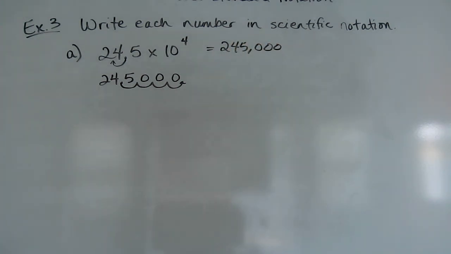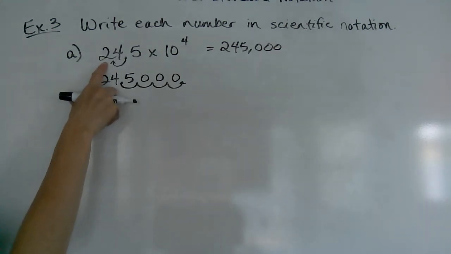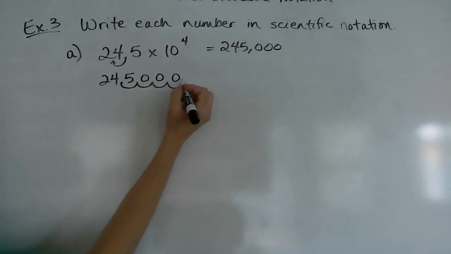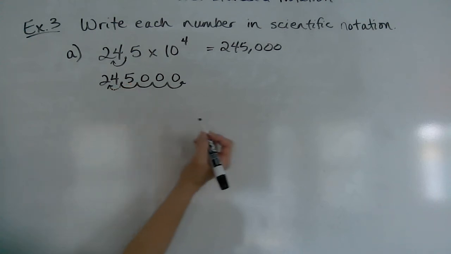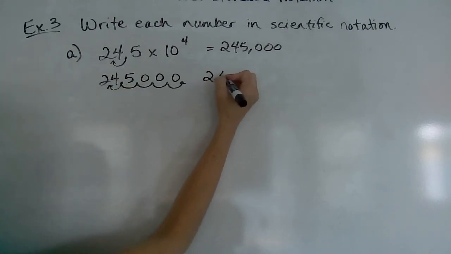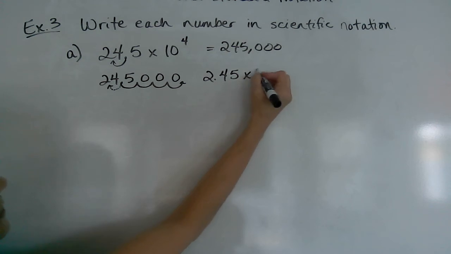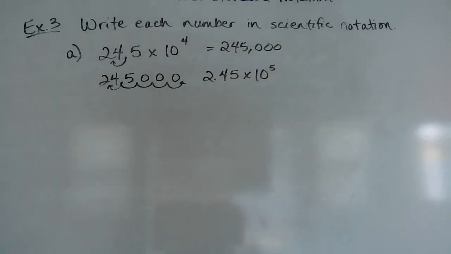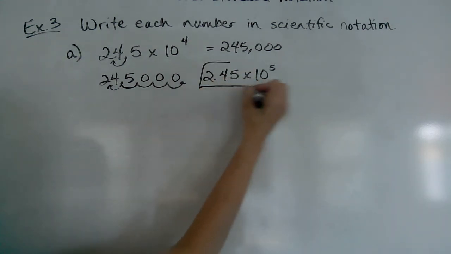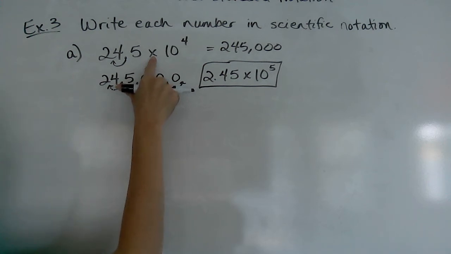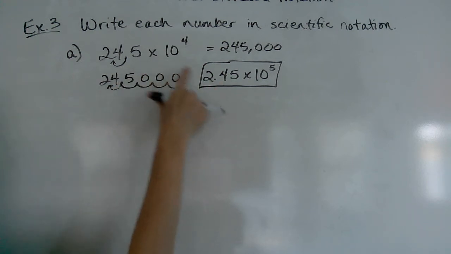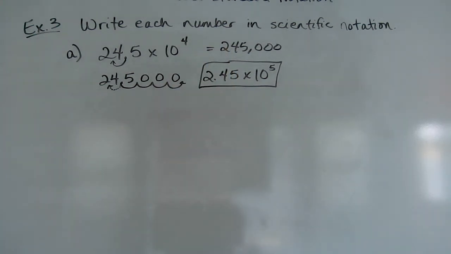Then if we take that number and put it into scientific notation properly, so that there's only 1 digit to the left of the decimal, we're moving it 4 places and 1 more. So then it becomes 2.45 times 10 to the positive 5th power. That is scientific notation. These are equivalent. This one is not in scientific notation. This one is. They both represent 245,000.